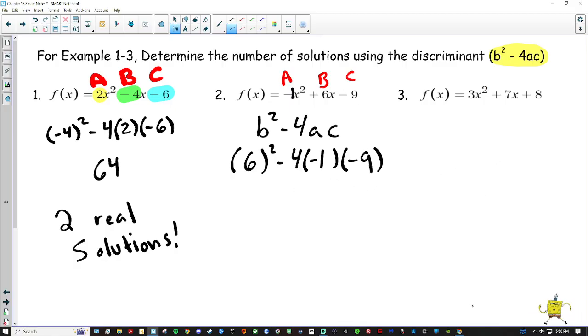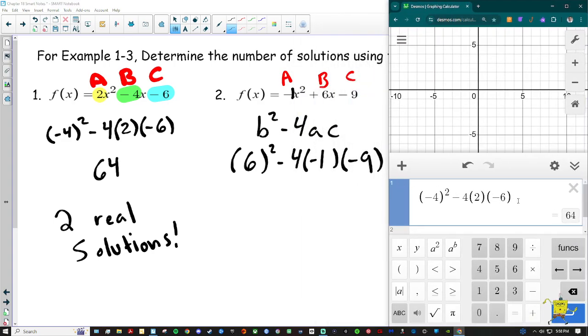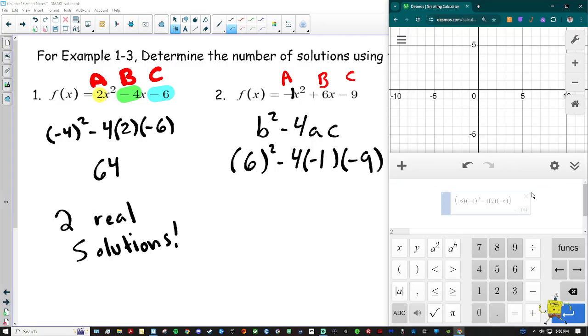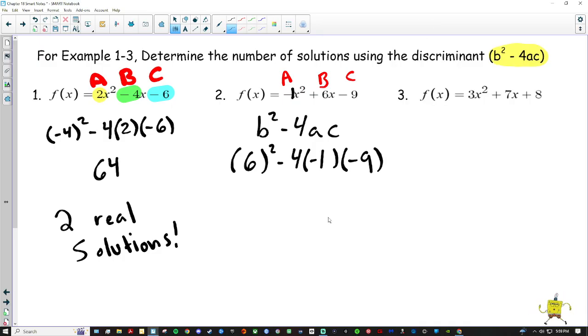I'm going to make sure I plug it into Desmos exactly how it looks. So I have 6 to the power of 2 minus 4 in parentheses -1 in parentheses -9. I plug all of that in and I get 0. 0 is my discriminant, so I'm going to write down a 0.